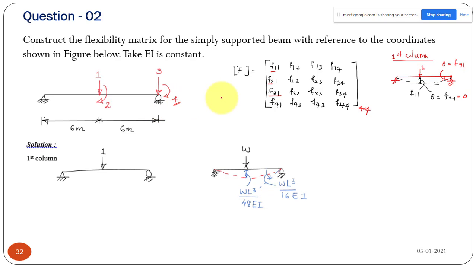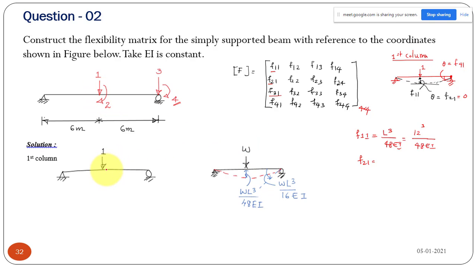Okay, so I can write your F11: if you have a load of W, your deflection at the center will be WL cube by 48 EI, and if you have a unit force, your deflection will be L cube by 48 EI. So we can substitute the value of L, that is equal to 12 meter. So 12 cube by 48 times EI. So you'll get the value of F11 and F21, that is, the rotation at the center midspan due to unit force.